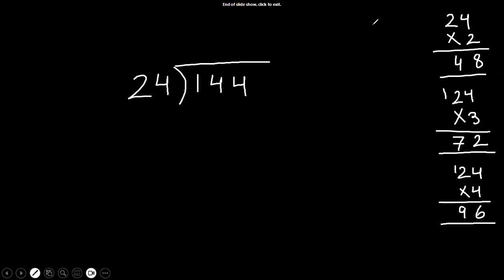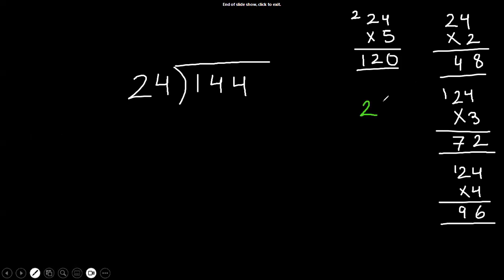So we have to try 5. 24 times 5: 5 times 4 is 20. Put the 0 down, put the 2 up. 5 times 2 is 10, plus 2 is 12. Try 6. It's not 2, it's not 3, it's not 4, it's not 5. So let's try 6.